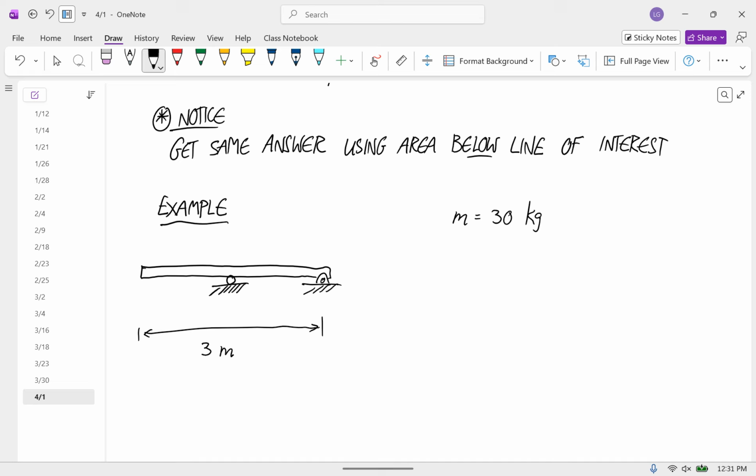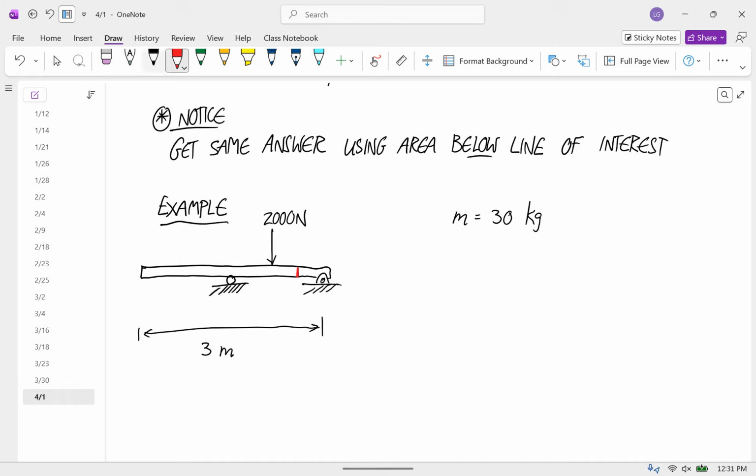And let's say that in between the roller and the pin joint, we have a force applied downwards of 2,000 newtons. And we're going to want to calculate the stress at the midpoint between, so all these things are just midpoints, midpoint between the 2,000 Newton force and the pin joint. Okay.